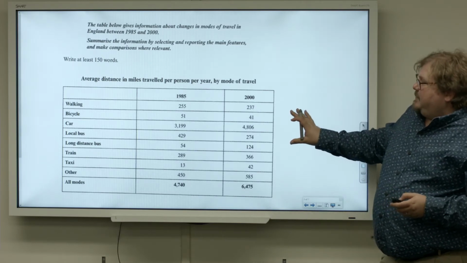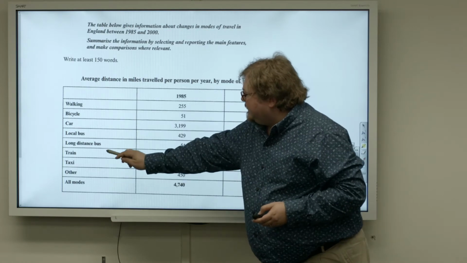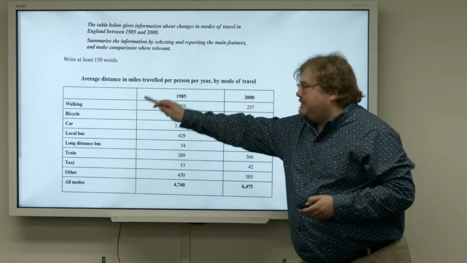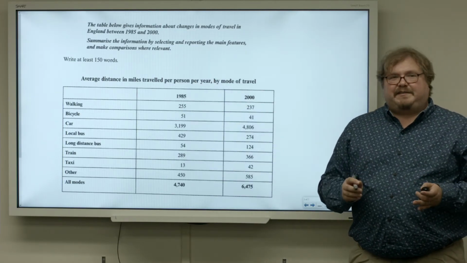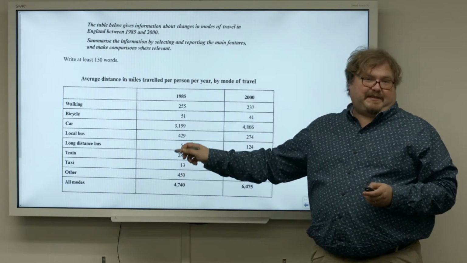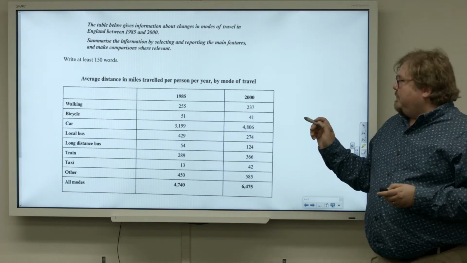So we've got a table here, and we can see there's a number of different things here. 1, 2, 3, 4, 5, 6, 7, 8. 8 different categories listed. With only 20 minutes and 150 words, it will be difficult to talk about each of these things separately. So look for the most important things.